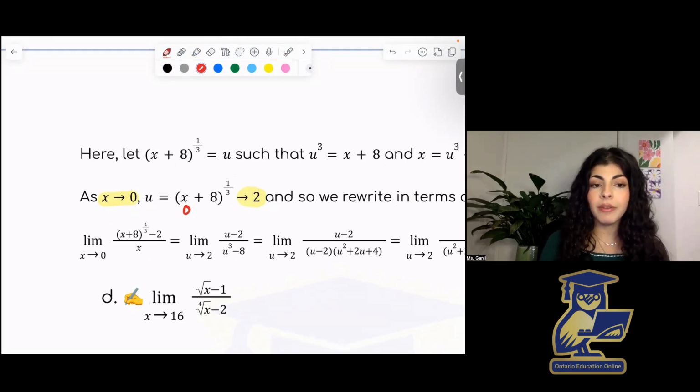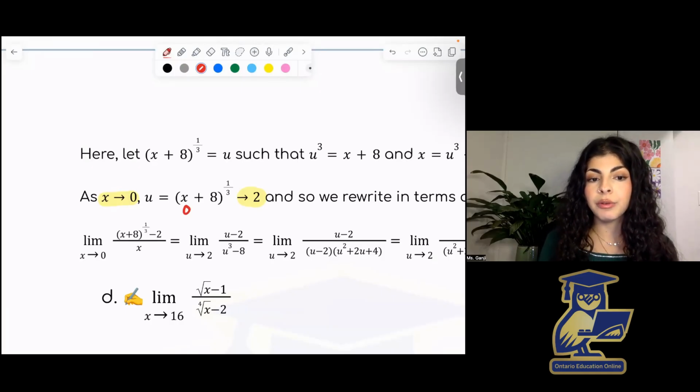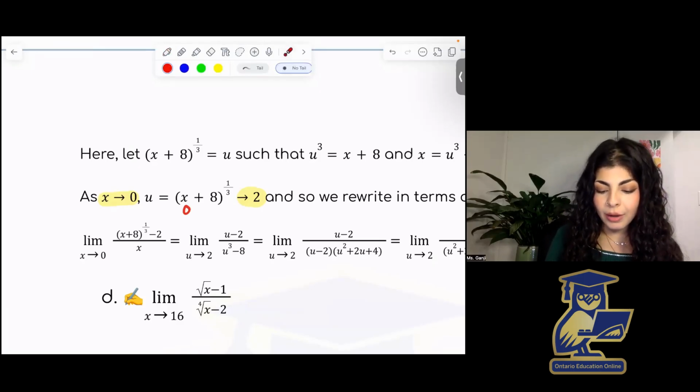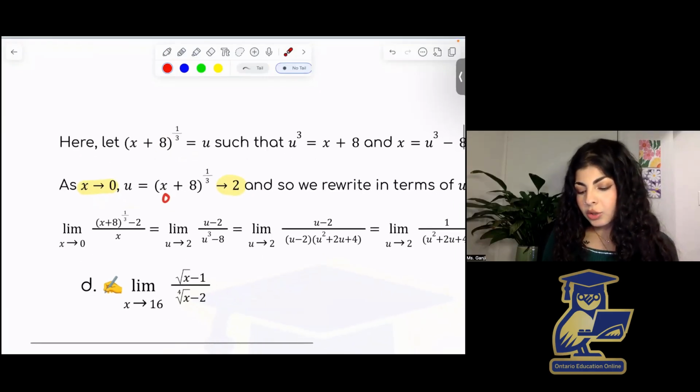In the examples above, x was approaching 1 and u ended up approaching 1 as well. But here, x is approaching 0, but u is approaching a different value, which is 2. And again, that goes back to that plus 8 there. So that's where we have that difference. And the rest is just going to be the same.